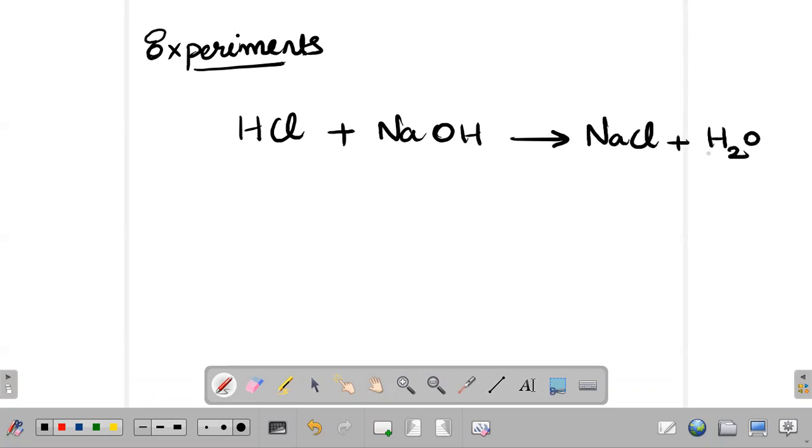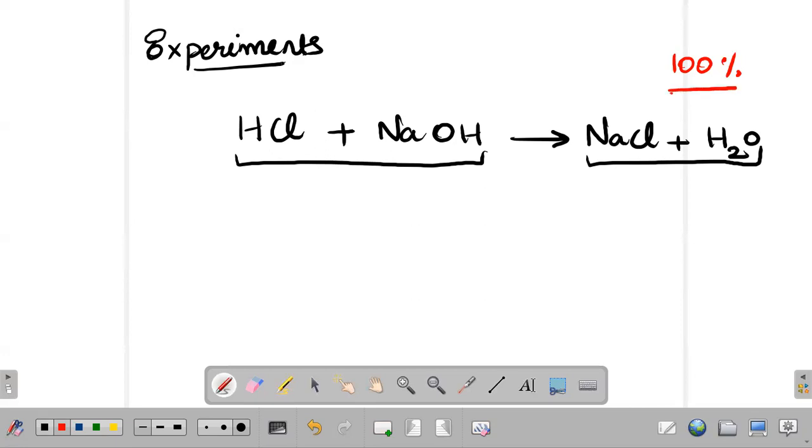So when these two chemicals react with each other, what is going to be the outcome, the product? Yes or no? What is the chance, if I am asking you, that you are going to get salt and water? You will say that I am confident that wherever I am performing this experiment, there is a 100% chance that I am going to get salt and water. Do you agree with me?